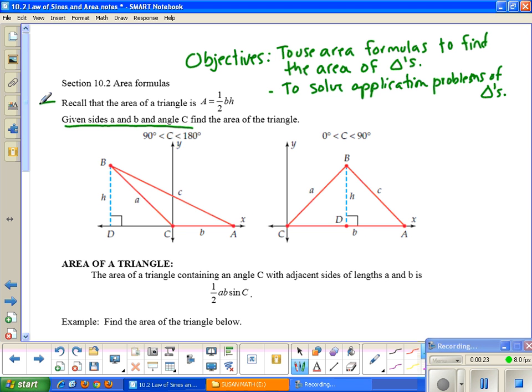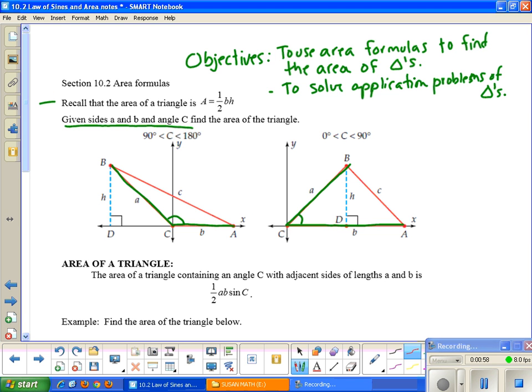Given sides A, B, and angle C, we want to find the area of the triangle. We're given side A, side B, and angle C for each of these, when C is greater than 90 degrees and less than 180, or if it's less than 90 degrees and greater than 0. In order to find the area of the triangle, we need to figure out what the height is. How do I figure out the height given what I know?